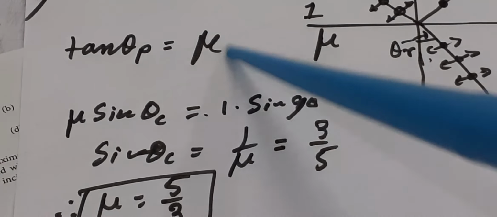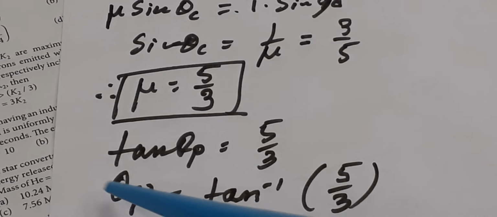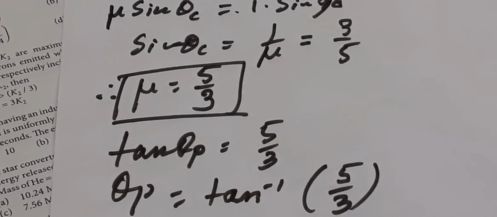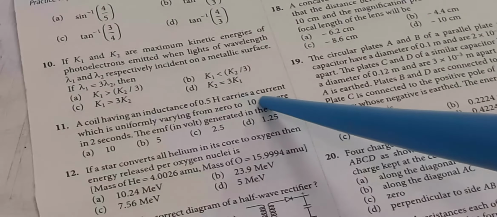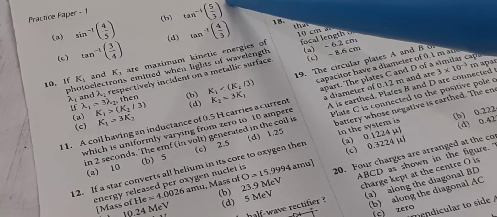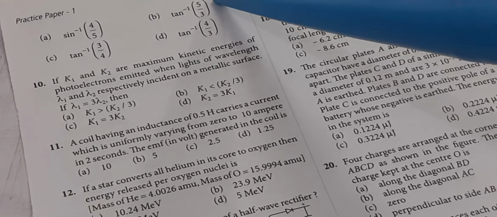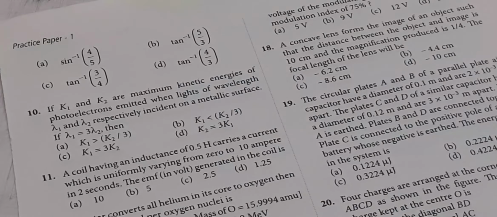Now here tan theta p will be mu. Put mu as 5 by 3, the polarizing angle will be tan inverse 5 by 3. That will be the answer for this problem, that is this one, 5 by 3. B is the answer. Okay, now come to the next problem.